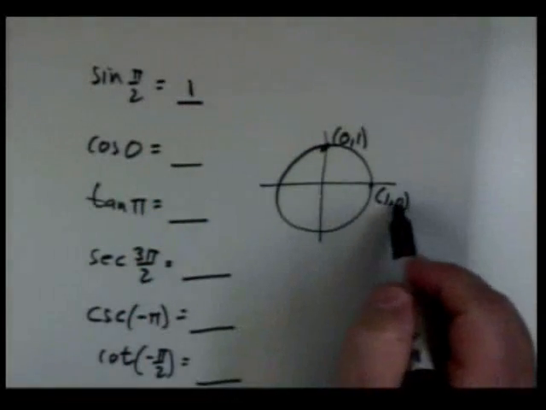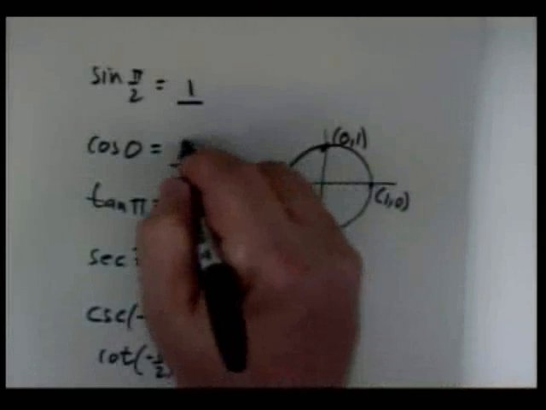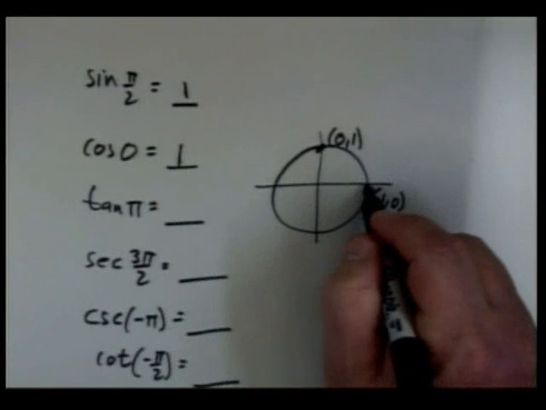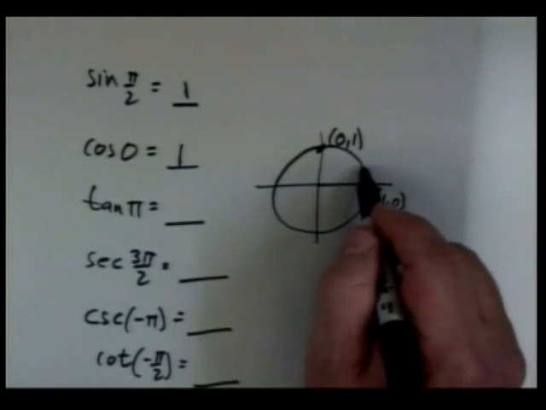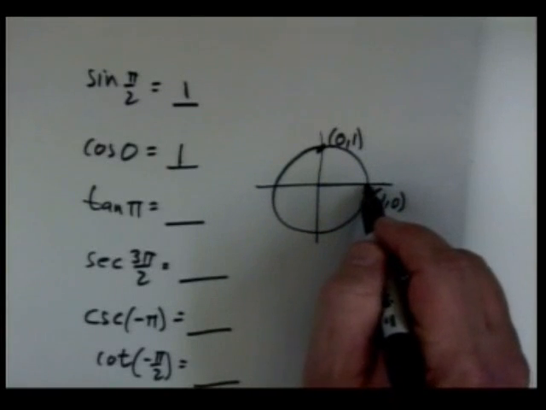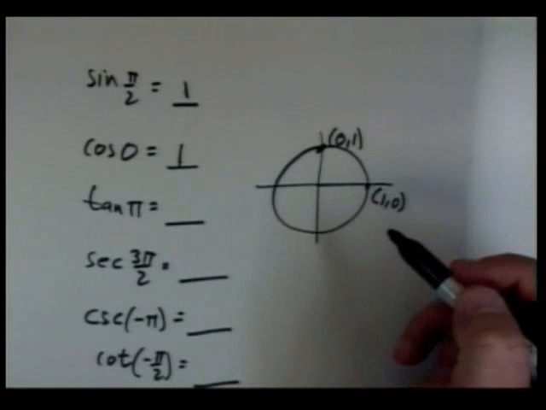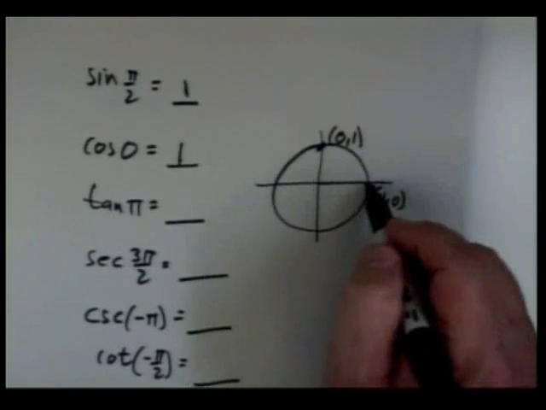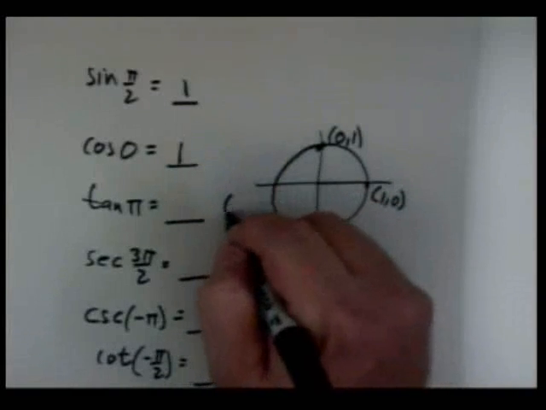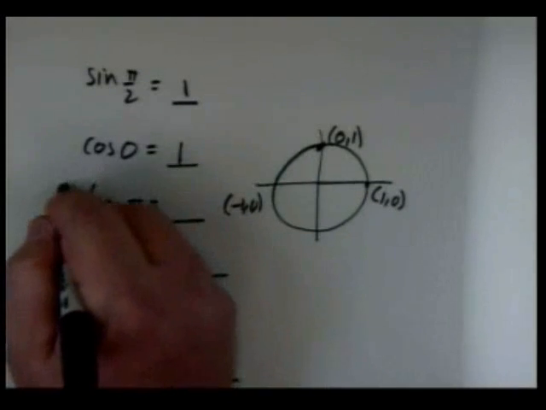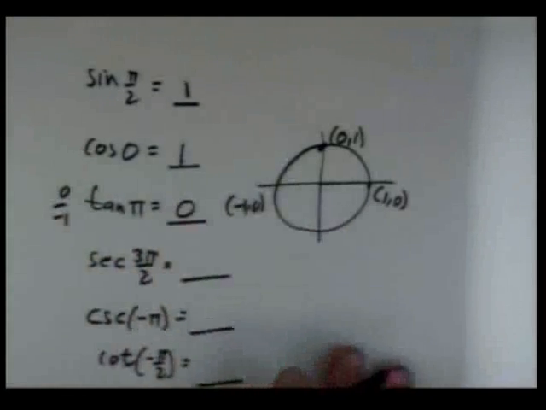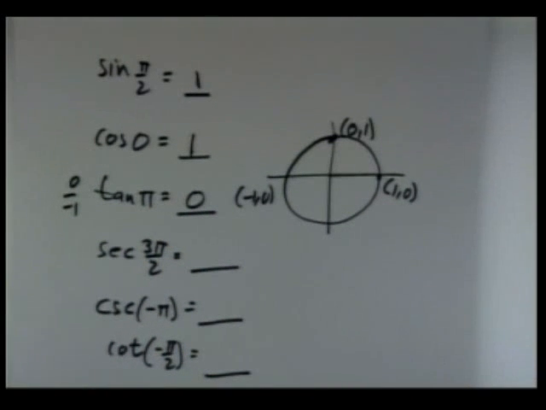Cosine of 0, cosine is the x coordinate, and at angle 0, we're straight out this way, so the agreement is angle 0 goes this way. Positive angles go counterclockwise, negative angles spin clockwise. Tangent of pi, and we go halfway around there. Negative 1, 0. The tangent is y over x. And 0 divided by negative 1, that still gives 0. So the tangent of pi is 0.